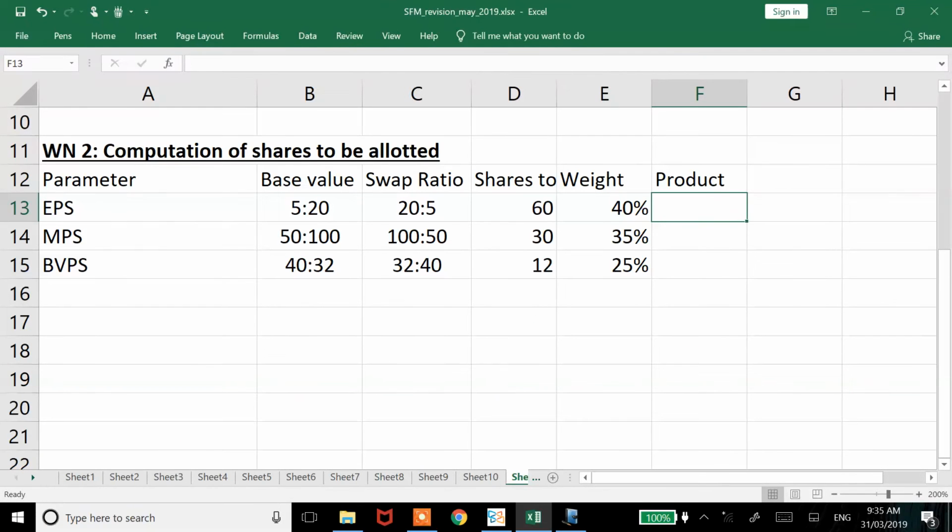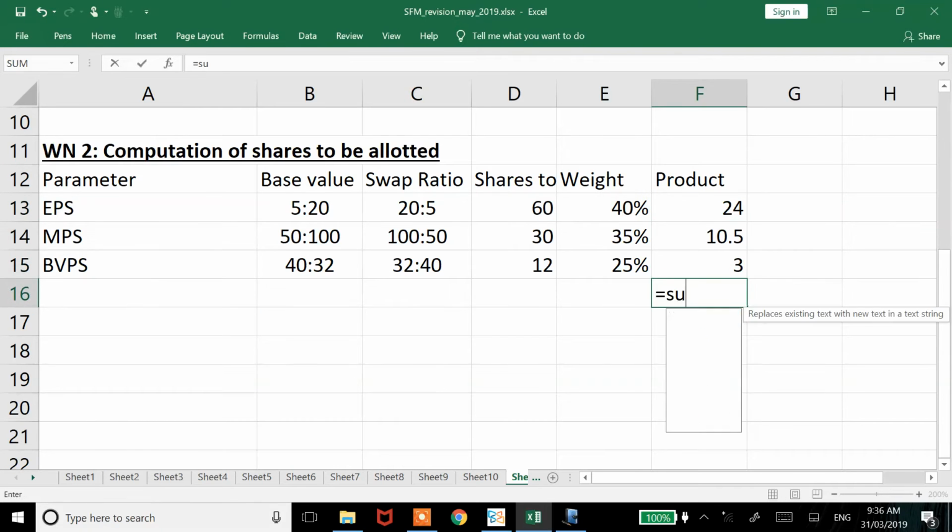Now it can be even 100 parameters they have given in the question. The format remains the same. Get the base values, swap the values, allot the shares. If you have a weight, attach a weight to it. Finally, shares to be allotted is this. Whatever is the total of the product column, I'll end up allotting them this. I'll give them 37.5 lakh shares.